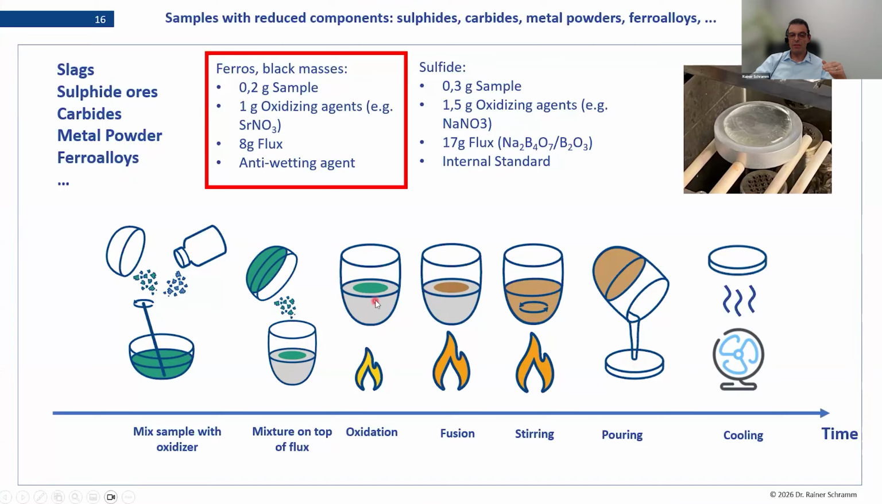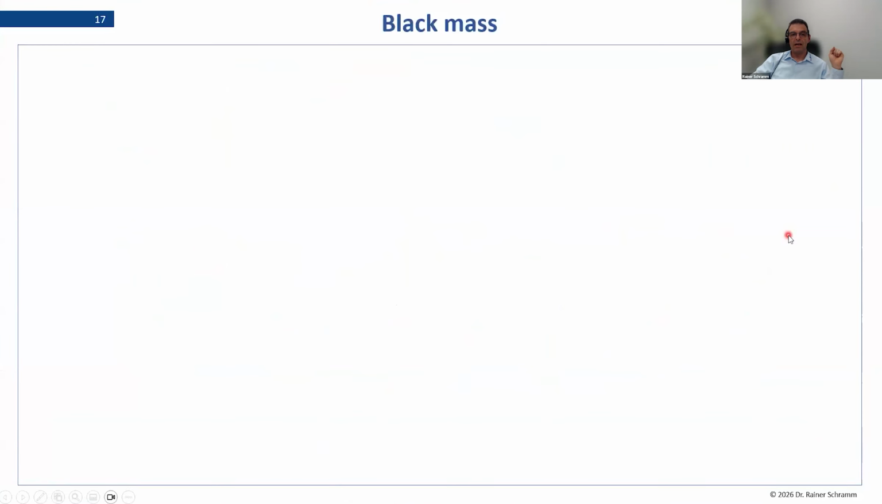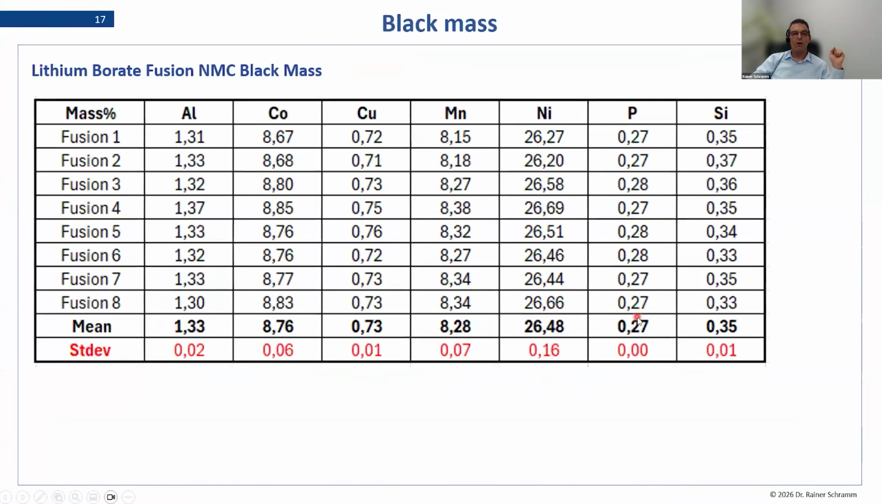And only when this step is finished, then you go to a higher temperature to make sure that then the fusion process works nice. And here I give you an example from an NMC black mass. NMC means this comes from a car battery which has nickel, manganese, and cobalt inside. This is a kind of a carbon powder which is produced in recycling.